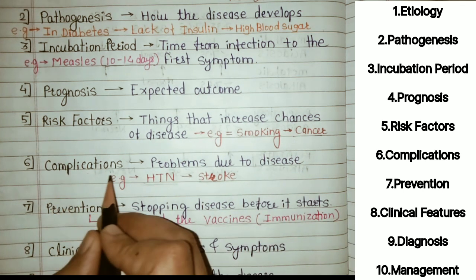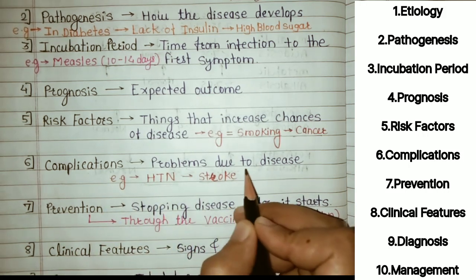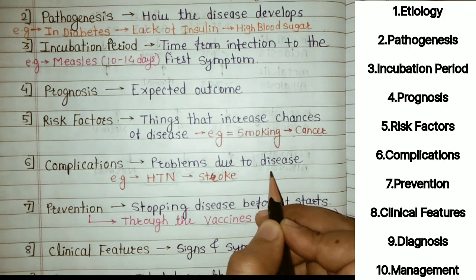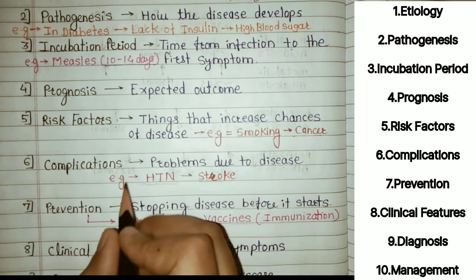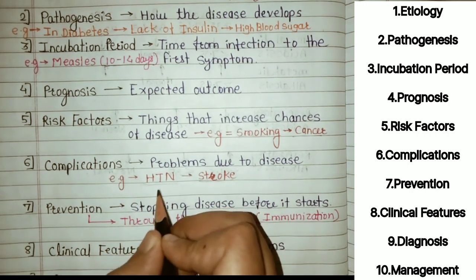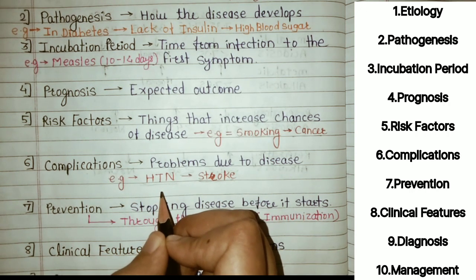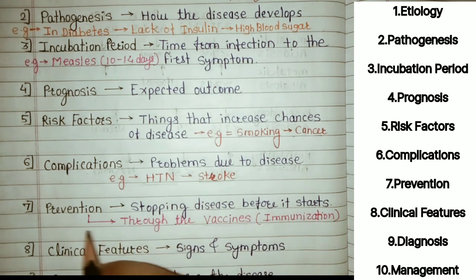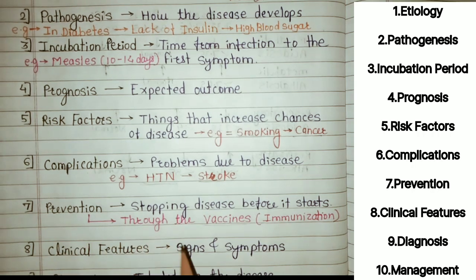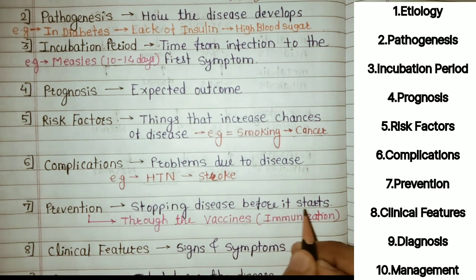Then complications. Problems due to disease. Complications happen, for example, in hypertension patients, where the main complication is stroke. Those are complications.